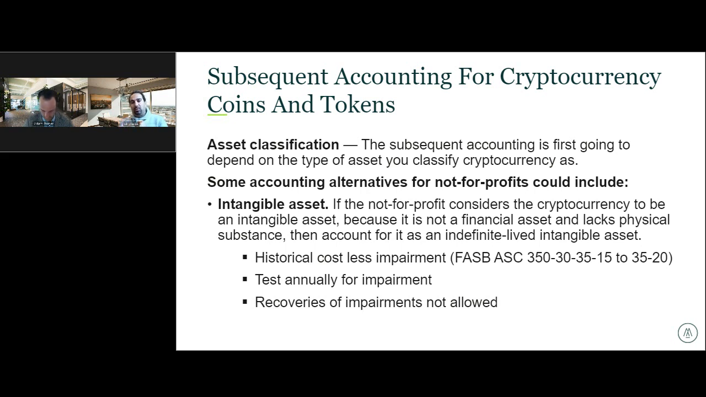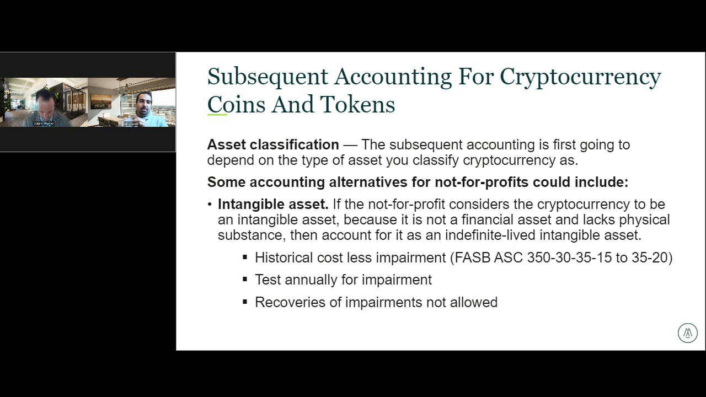And the reason why is because we know that cryptocurrency is not a fiat currency. We know under the GAAP definition, it does not fall under a financial instrument. So what can it be? It's an intangible asset. And under intangible asset accounting, you would hold it at your cost, which is the fair value at the date of contribution, and then you would test it for impairment.